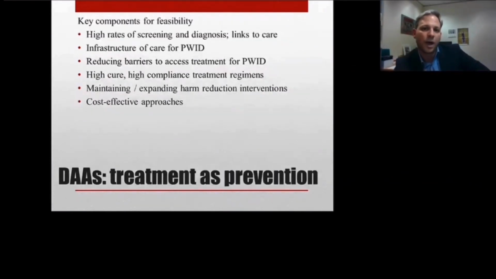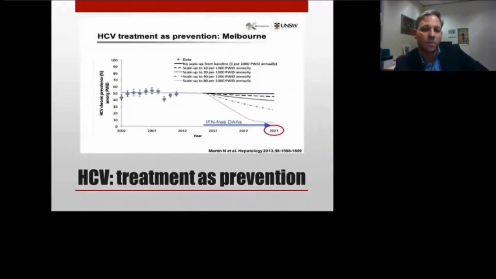So, you know, as treatment as prevention, we can eliminate Hep C, but we need to have good screening and diagnosis, links to care. We need the infrastructure to care for people who inject drugs. They won't go to tertiary hospitals by and large. We need a nurse-led community model, and we need to make sure that there's good compliance and high cure rates. It is cost effective, however.